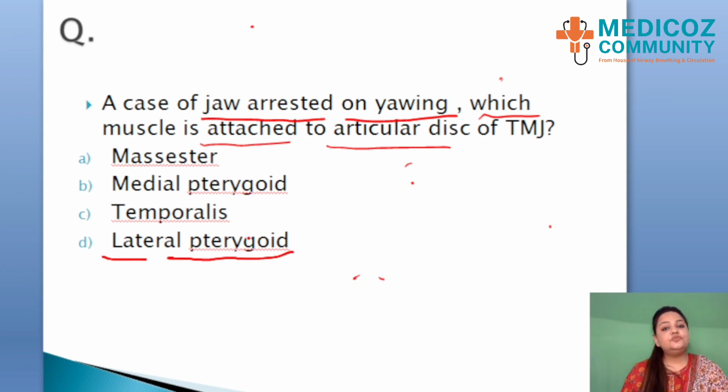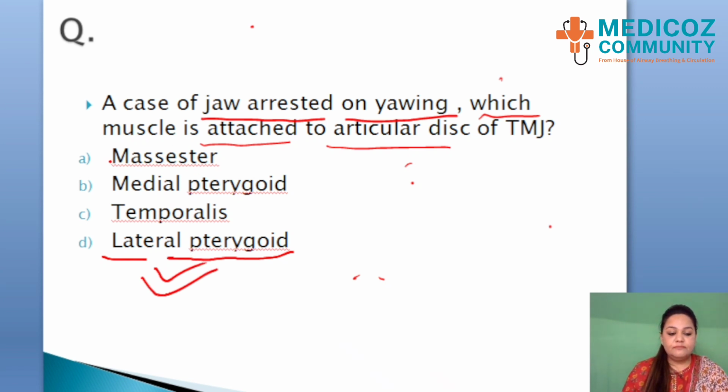It is attached to the articular disc of the temporomandibular joint, and this muscle also helps in the depression of the mandible. So the spasmodic contraction of this muscle is the cause of this stuck jaw here. Clear? So the correct answer for this question is the lateral pterygoid muscle.